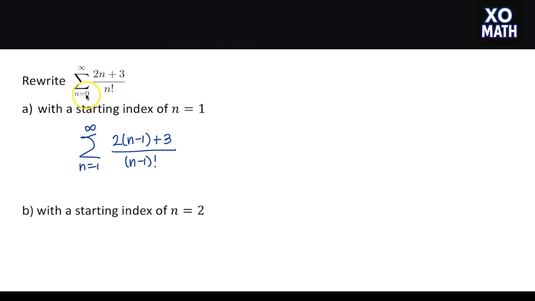So if we start with an index of 0, 2 times 0 plus 3, that's 3. And then 0 factorial by definition is 1. So my first term is 3. Then if I plug in 1, 2 times 1 plus 3 is 5. So we have 5 over 1 factorial, which is 1. And let's try one more. If I plug in 2, 2 times 2 plus 3 is 7. And then over 2 factorial is just 2. And so on.